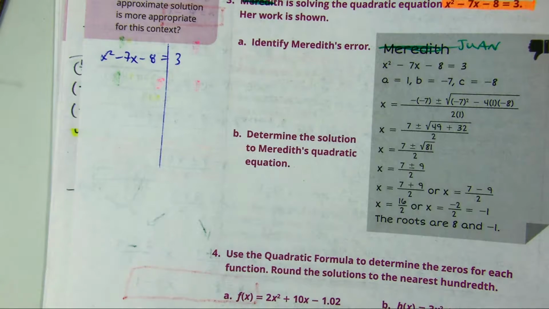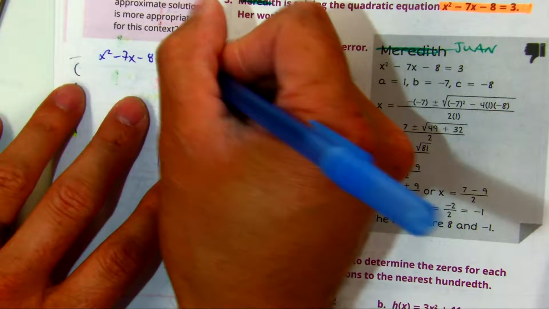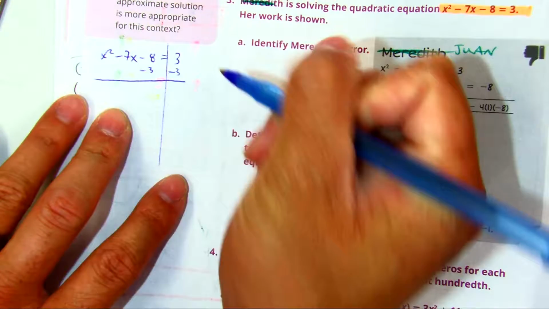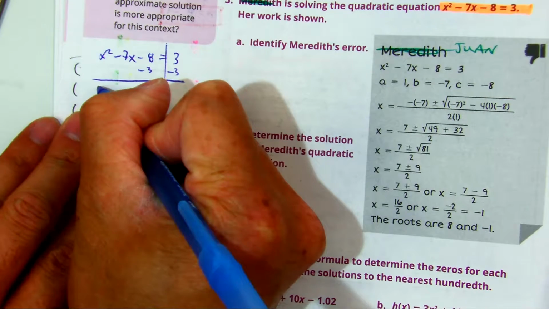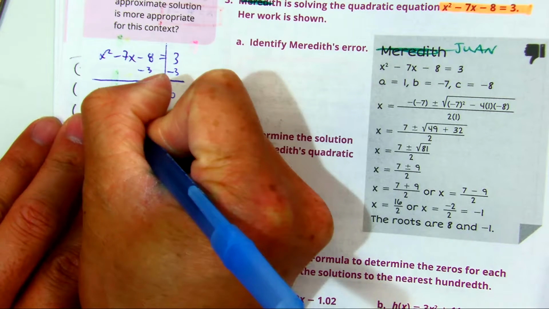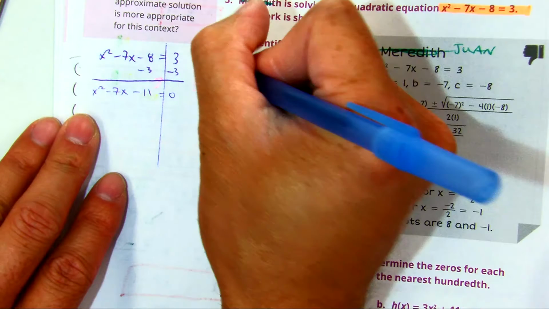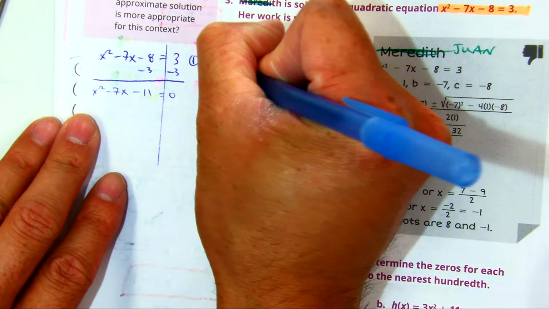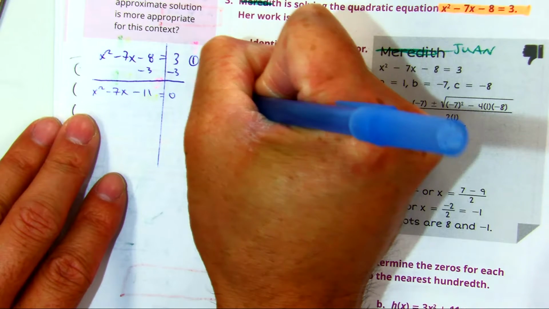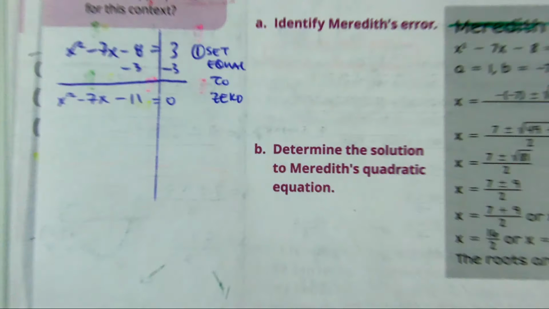Lily, what's the first thing we need to do? We're going to subtract 3. Let's do that. Lily, tell us what's left. So if you want steps again, set equal to 0. Good job, Lily.